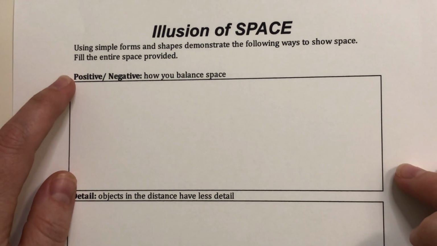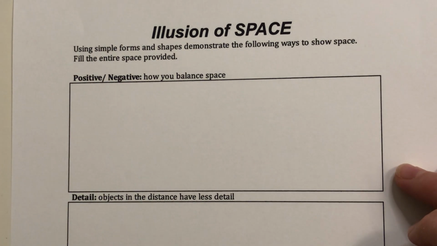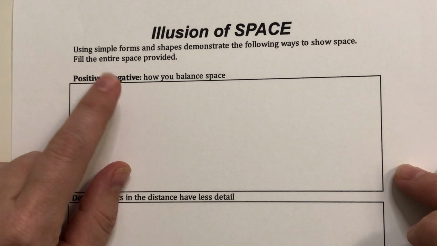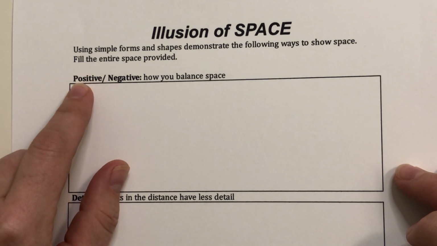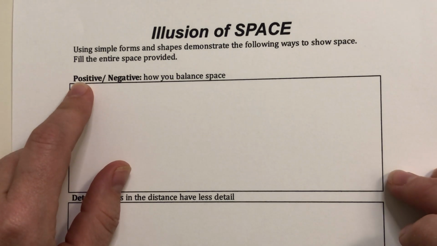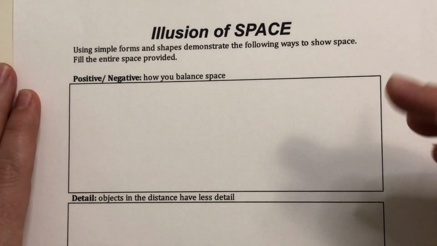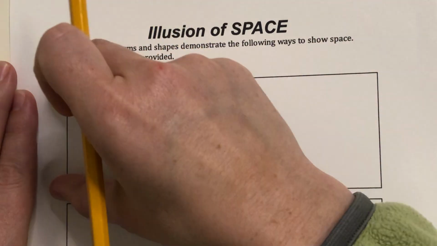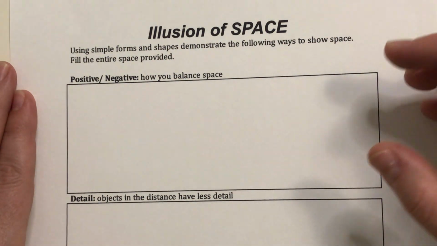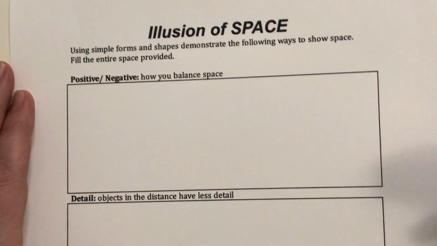The positive is the object that you're putting into your space provided, and the negative is all of the other space around it. Both of these are equally important, and you have to consider where you're putting the positive in order to balance out the entire space that you have provided. For this worksheet, each one of these rectangles, you want to imagine is your entire piece of paper. So you need to fill the entire space that's provided.